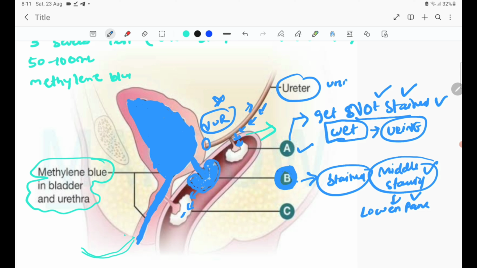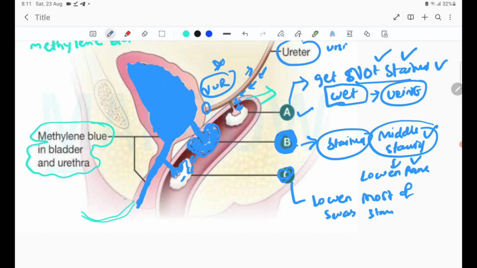Then third is point C, the urethrovaginal fistula. If it is a urethrovaginal fistula, the lower part of the vaginal wall communicates with the urethra, so the methylene blue comes down and stains the lowermost part of the swab. It will not stain the uppermost. So if the lowermost part of the swab is stained, what is the diagnosis? That is the urethrovaginal fistula. Very simple: the leakage from the urethra is seen in the urethrovaginal fistula.